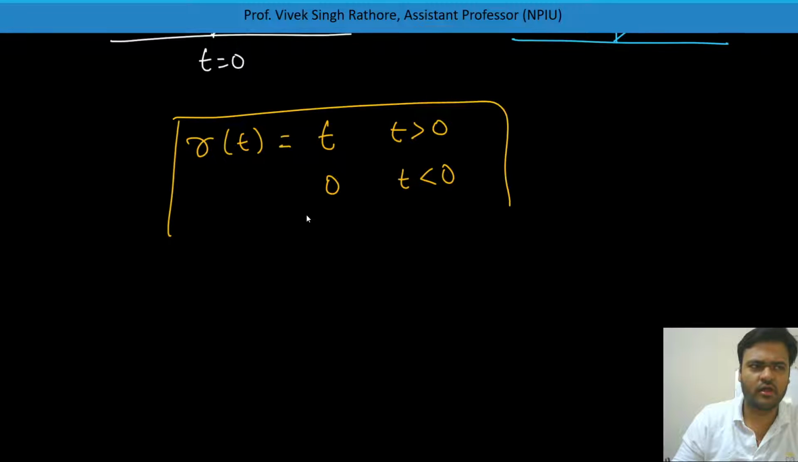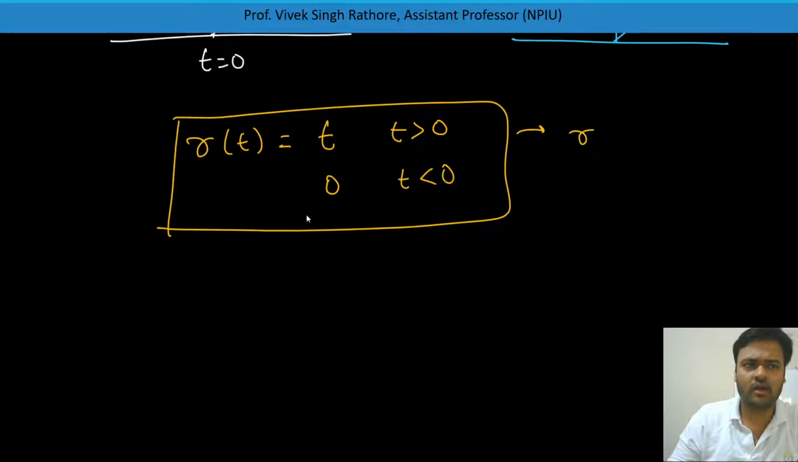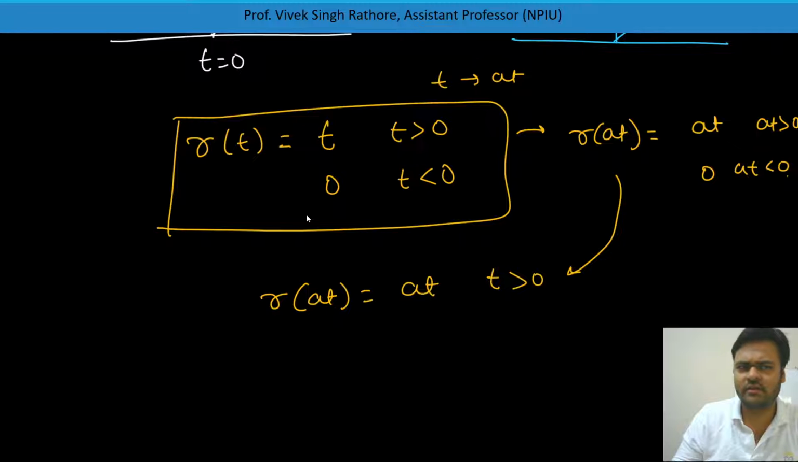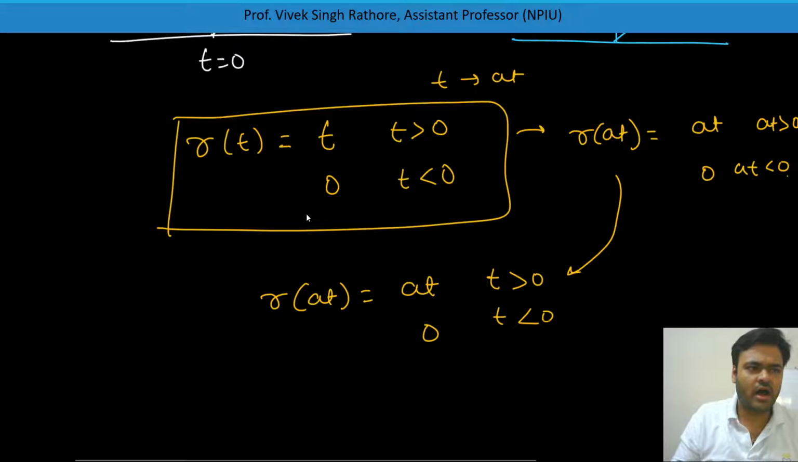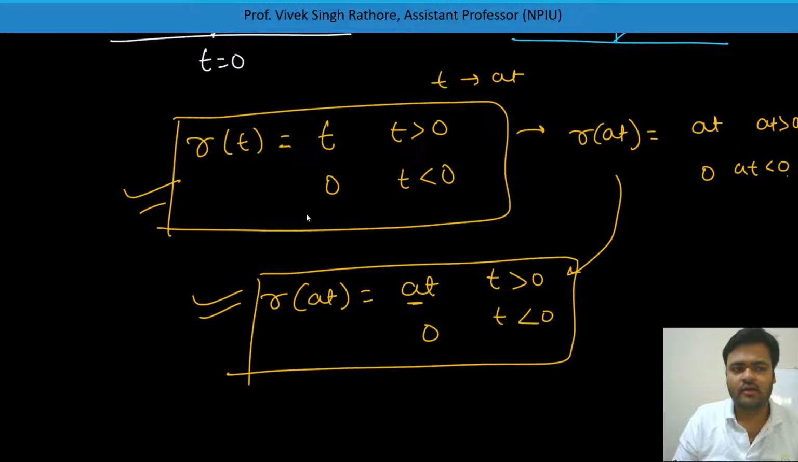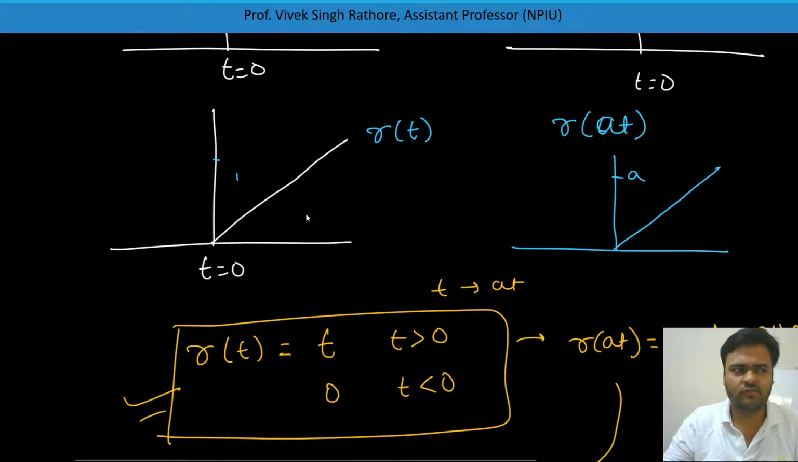This is basically the ramp signal. Now if we need to do r(at), then t changes to at. Wherever t is there, we replace it. So at for at greater than 0, and 0 for at less than 0. You can simplify it as r(at) equal to at for t greater than 0, because a is greater than 0, so no problem, and 0 for t less than 0. Now r(t) is this, r(at) is this. Now m is equal to a, which means the slope changes from 1 to a. So the scaling factor will be your slope.